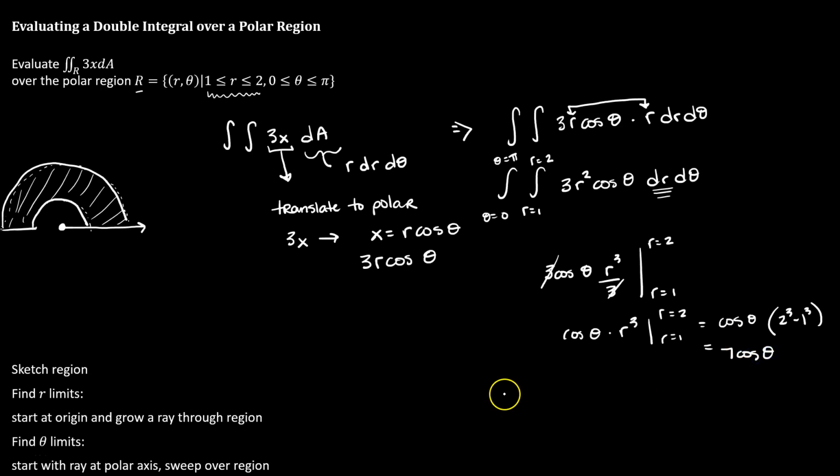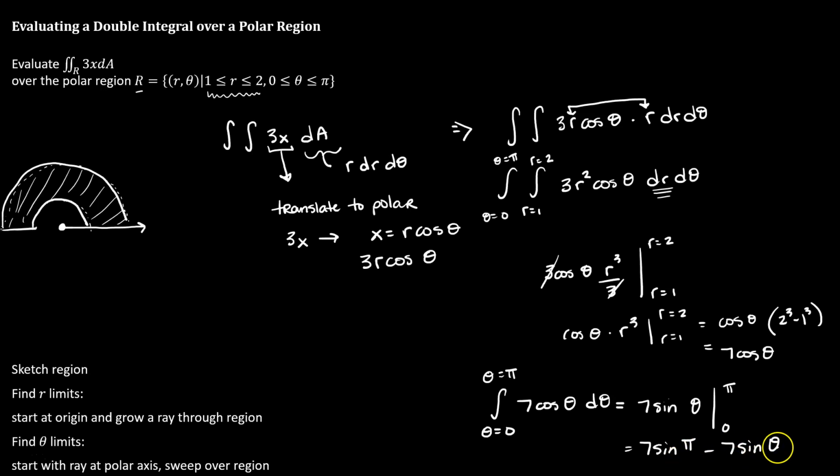And then we need to integrate that over our theta region, so theta is from 0 to pi. We're integrating 7 cosine theta d theta. And the integral of that is 7 sine theta. Remember, we're evaluating theta from 0 to pi, so 7 sine pi minus 7 sine 0. Sine at pi is 0, sine at 0 is 0, so our final result is 0.